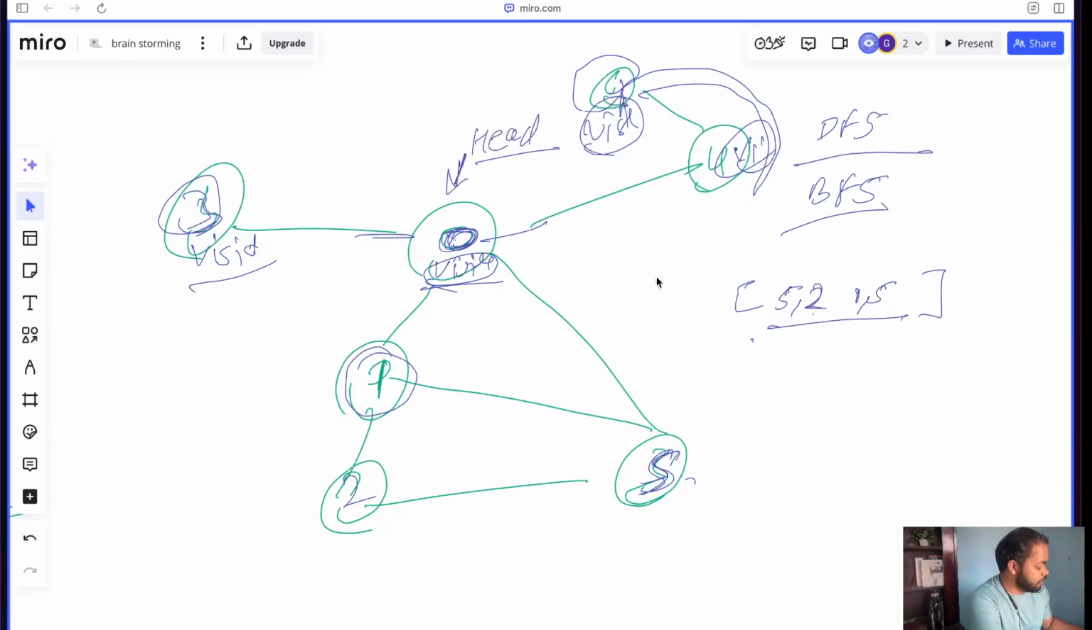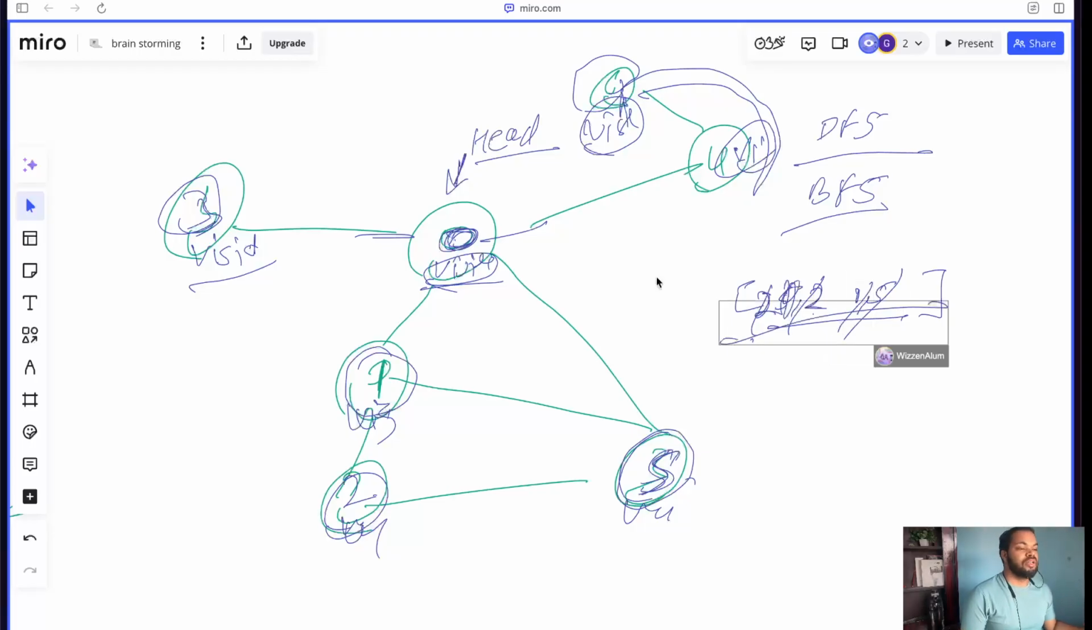Let's see the 5. 5 has adjacent nodes like 2 and 1, but 1 is already visited, while 2 is not visited, right? So it will reach 2 and add the 2 here, and this is now visited, and we'll pop it up, and we reach 2. Now this is visited, we remove 2, and then 1 is already visited, 5 is already visited, nothing is there. So now our stack is finished, and we visited all the nodes.